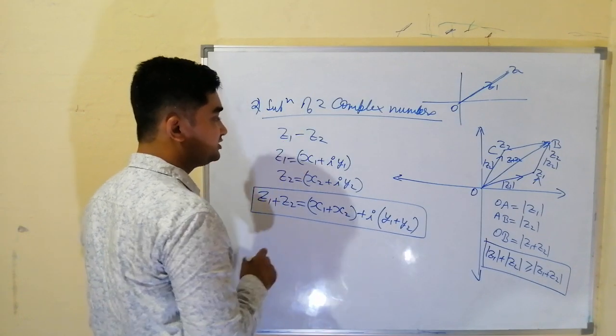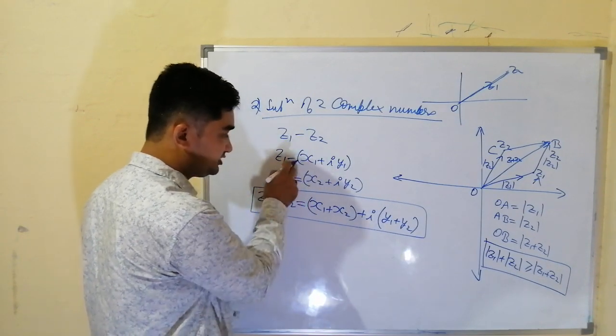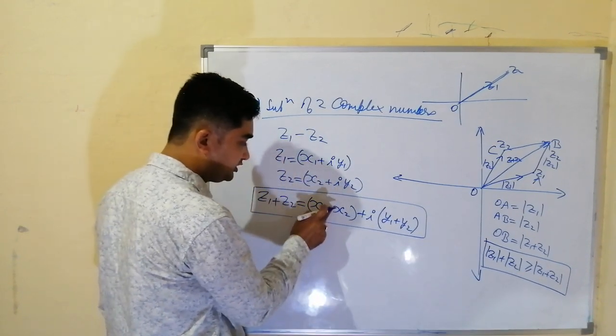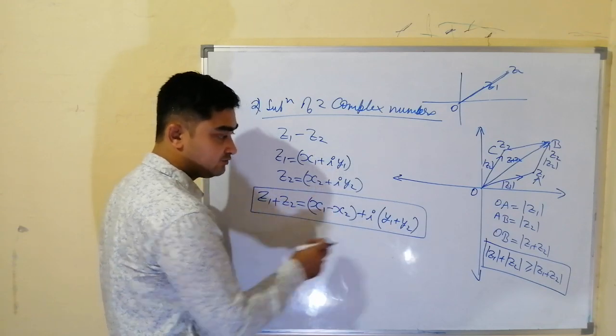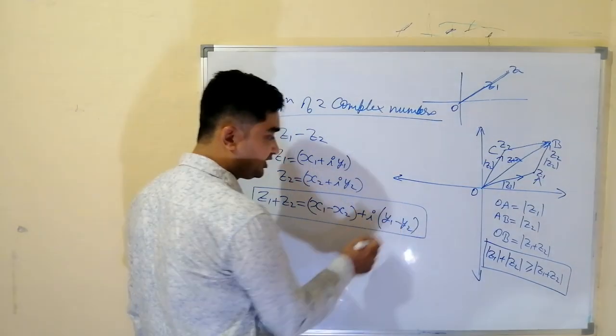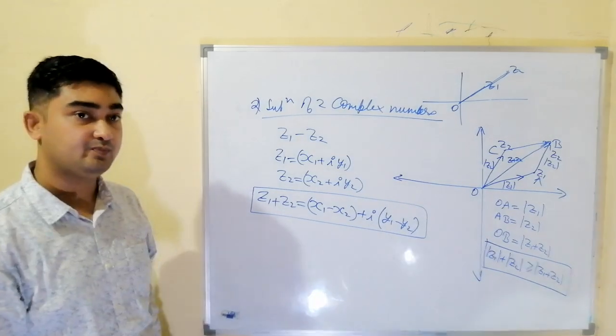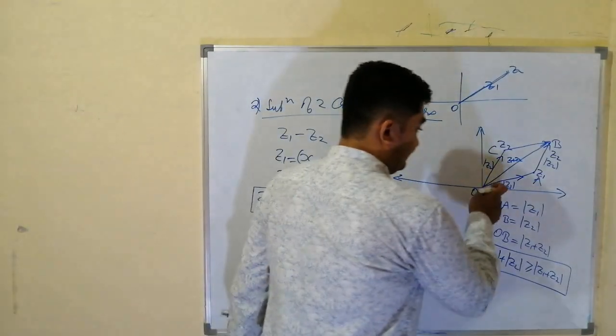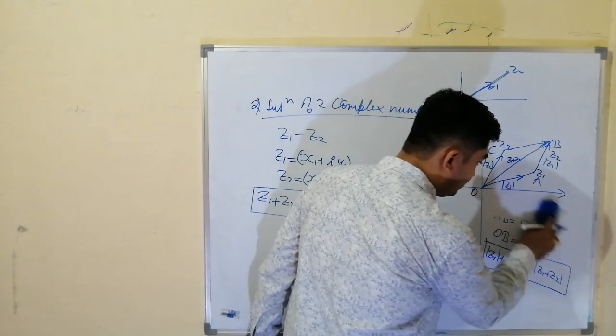So Z1 minus Z2. Z1 is this, Z2 is this. Algebraically, how to do this? Subtract real part from real part and subtract imaginary part from imaginary part. And geometrically, how to do this?